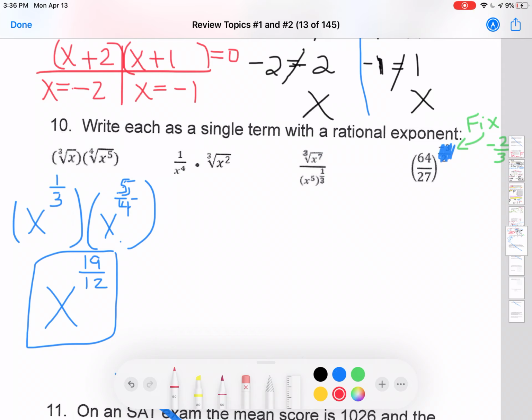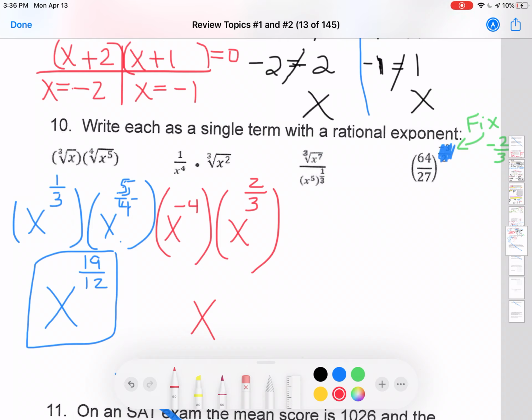Next one. So 1 over x to the 4th. Remember upstairs, downstairs? So we can move that 4 to upstairs by just changing its sign. And then this is thumb again, so x to the 2/3. Same deal. When we multiply, we add. So add negative 4 and 2/3 in your calculator, and you get negative 10/3.